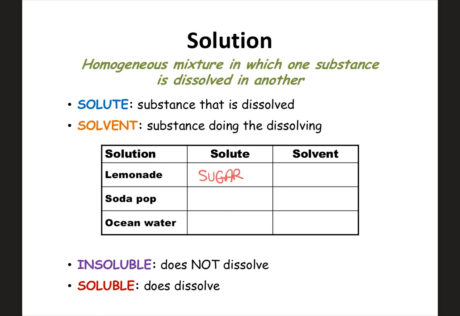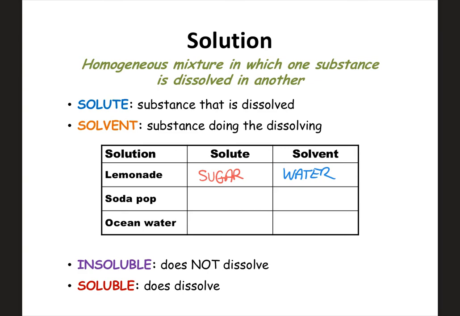Maybe depending on how you're making it, the mix could be your solute, and then the solvent would be the water. That would be dissolving the sugar here. So your solute is a substance that is dissolved, and then the solvent does the dissolving. So what if we had some soda here?